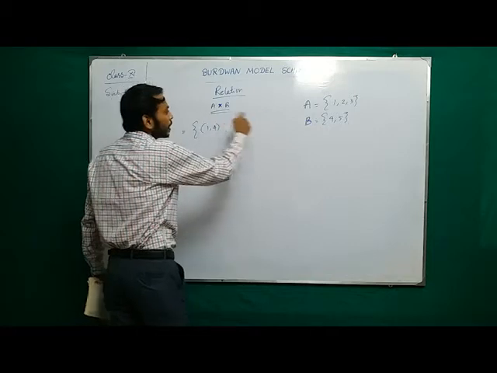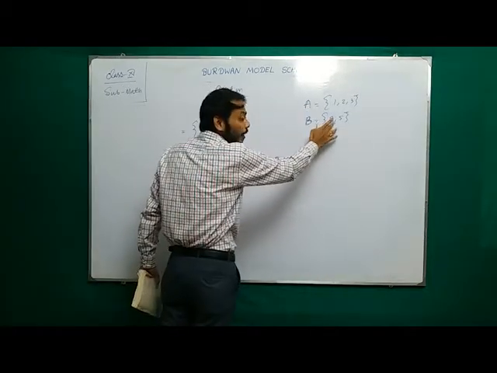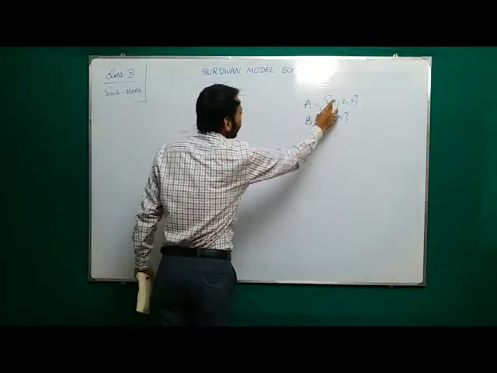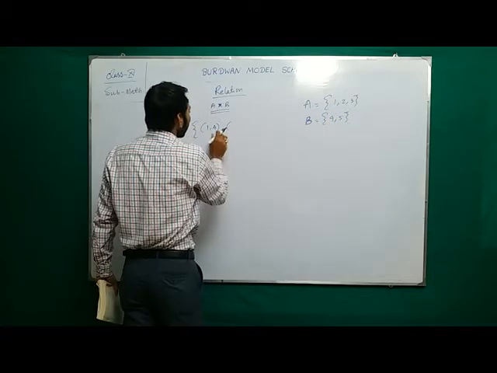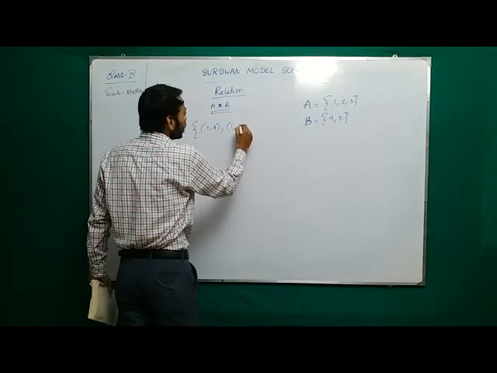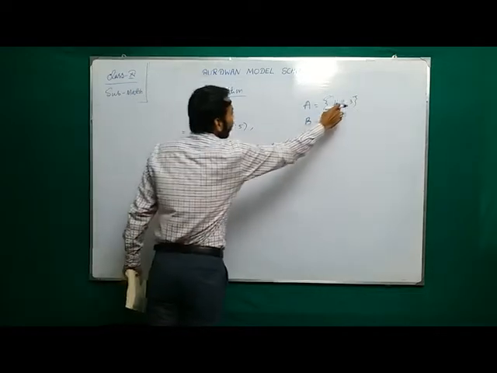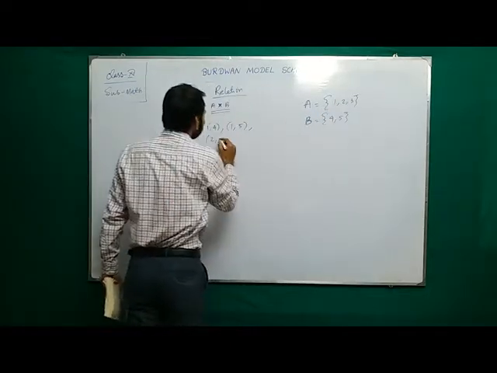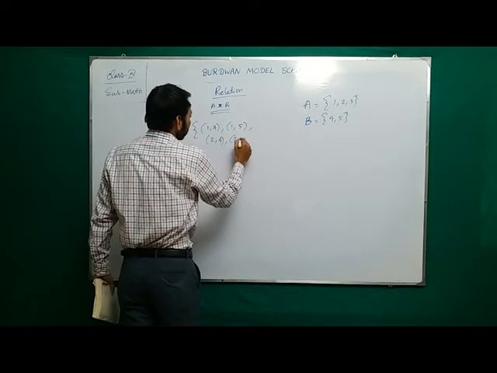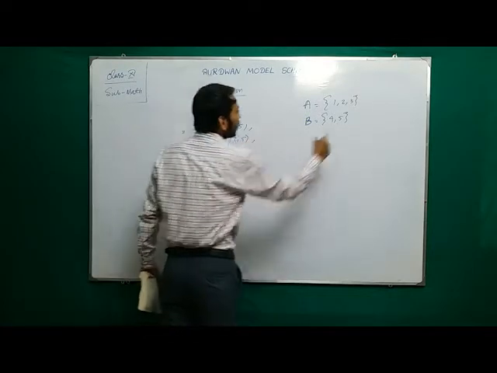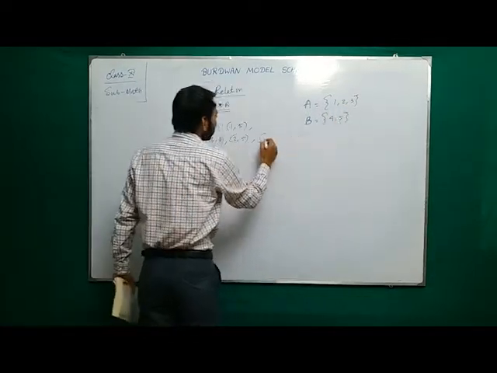the first element is taken from A and the second element is taken from the B. So first of all 1, 4, the ordered pair 1, 4, then the ordered pair 1, 5, similarly 2, 4 and 2, 5, and then 3, 4 and 3, 5.